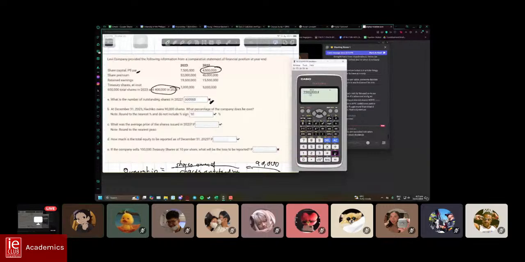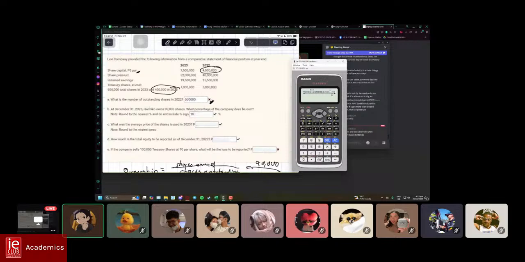7,500,000. Damn, this calculator emulator. 7,500,000 plus 52, 1, 2, 3, 4, 5, 6, minus this, which is going to be... So basically these first two terms are the total value of shares right now in 2023. Then we're going to subtract it from the value of shares in 2022, so that we only have the value of shares issued or added in 2023.